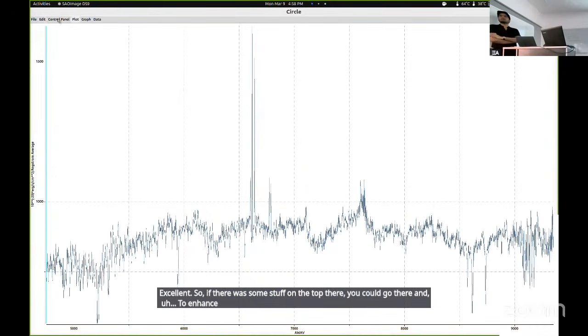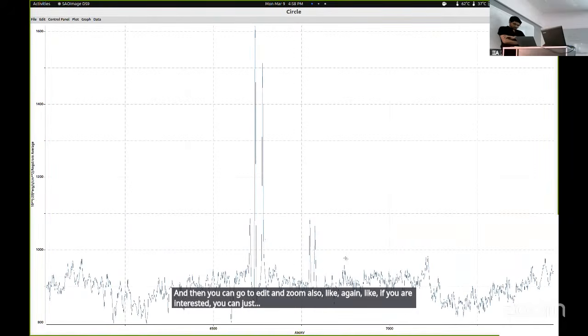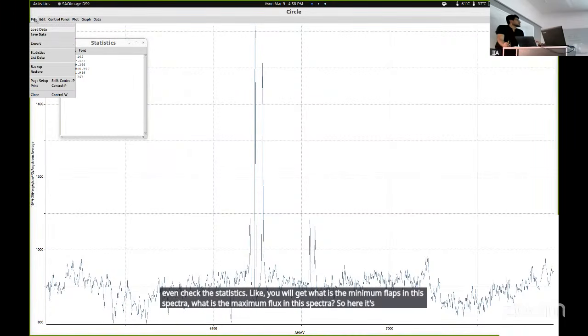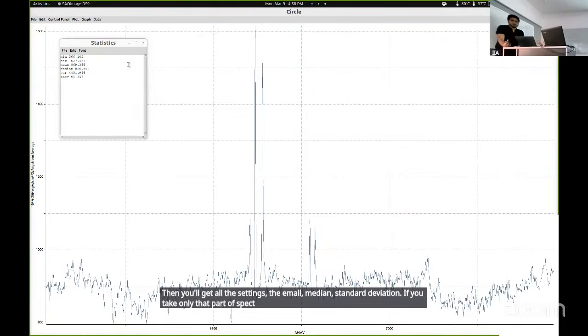Yes. And then you can go to edit and zoom also. If you are interested, you can just go to a particular region and zoom. And you can even check the statistics. You will get the minimum flux in this spectrum, the maximum flux in this spectrum. In analysis itself, if you go here, you can see the statistics: minimum, median, standard deviation. If you take only that part of the spectrum, it will show for that part. So you can use this also.